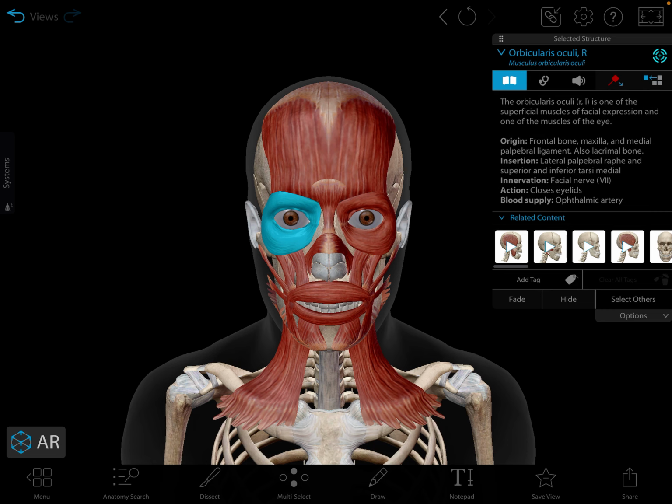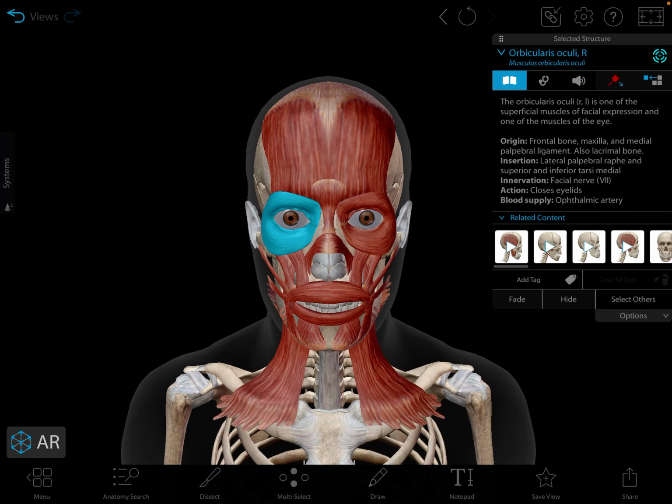It is going to be running around our eye, attached to our frontal bone, maxilla, and whenever it contracts, it is going to help close our eye. It's going to help close our eyelid, so when we are winking, when we are blinking, this muscle is going to close, and as it closes our eyelid it subsequently closes our eye.